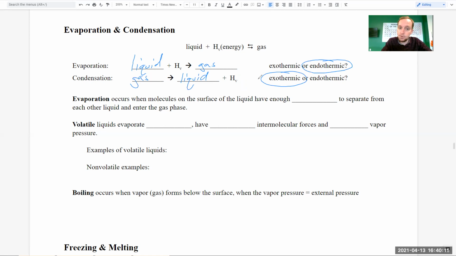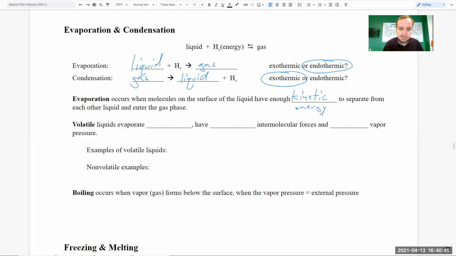Remember, this is not a chemical reaction per se. We are just changing the states of matter. Again, this is a physical change, right? We're going from, say, liquid water to water vapor or vice versa. It doesn't have to be water, I'm just saying. So evaporation occurs when molecules on the surface of the liquid have enough speed, or I'm going to say kinetic energy, to separate from each other and enter the gas phase.